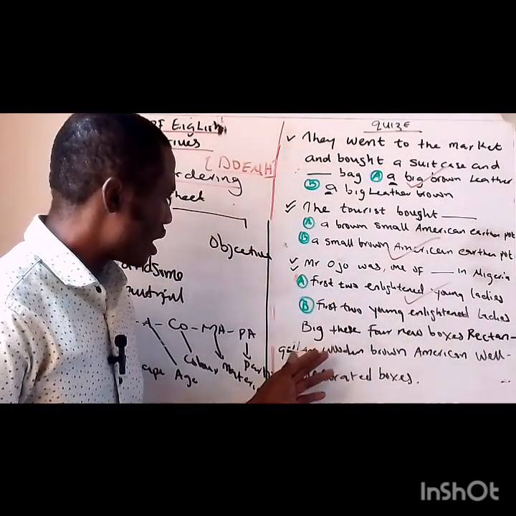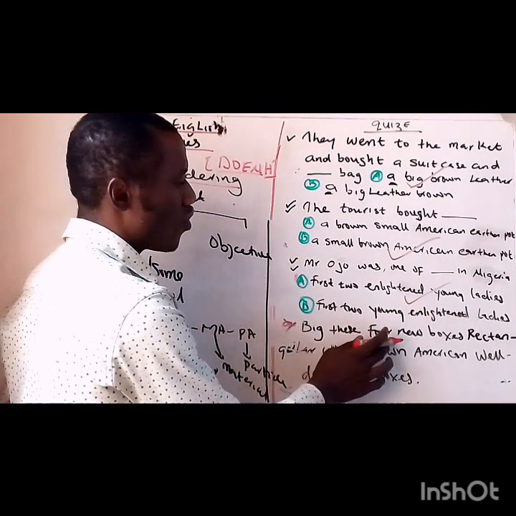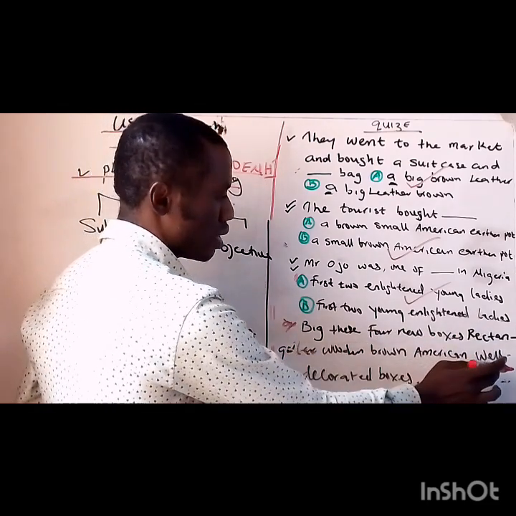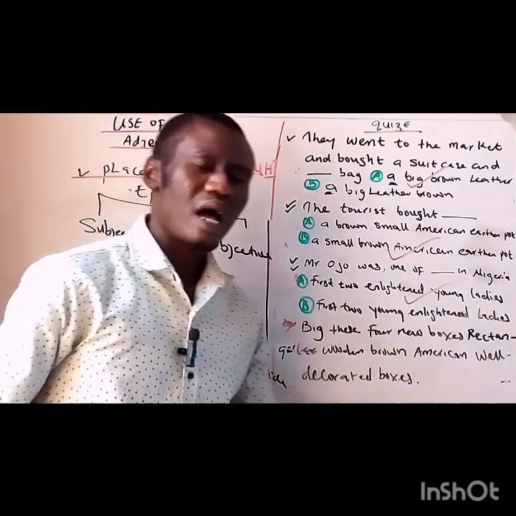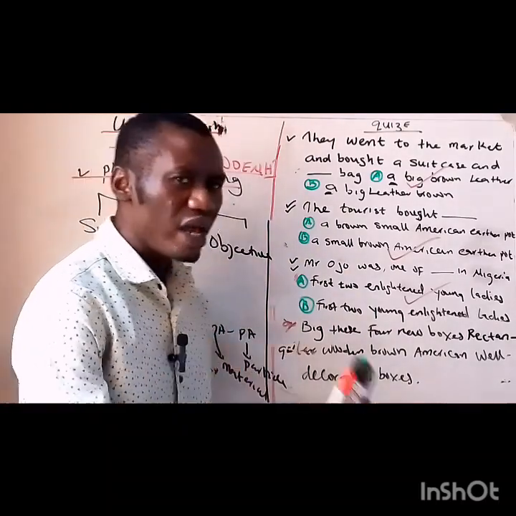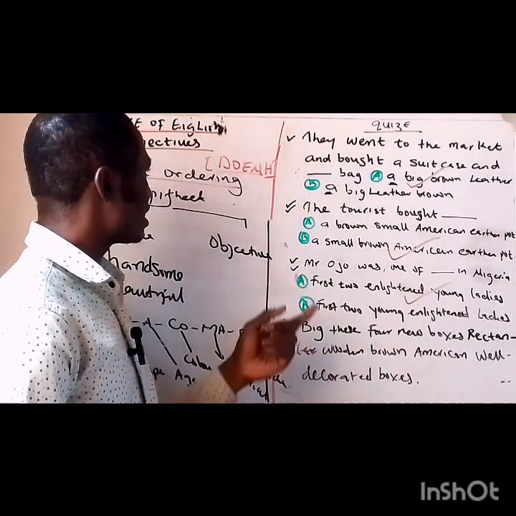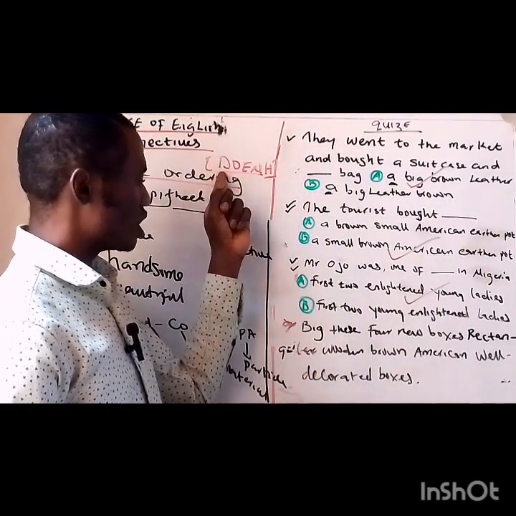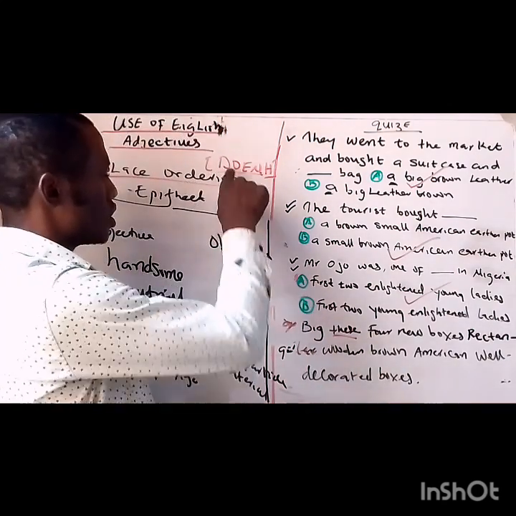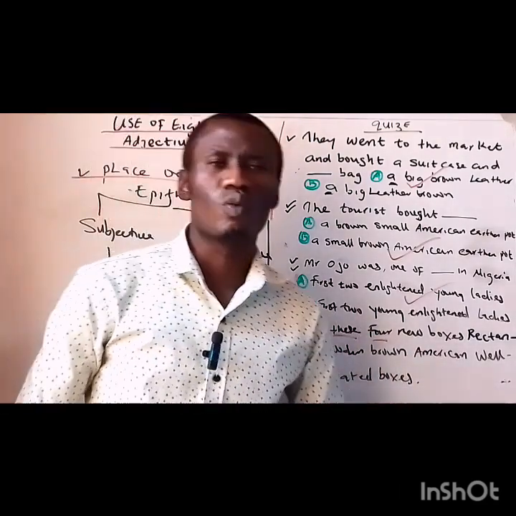Now, if you look at this last one, there's a question for you. Big these 4 new boxes, rectangular, wooden, brown, American, well-decorated boxes. Now, your work in this assignment is to rearrange the adjectives, rearrange the statement in the correct order. Now I'm going to give you a clue. Now, what is the determinant? Where is the determinant here? Determinant, which is D, which is the first one, is this. So this is the determinant. And then the ordinator is the 4. So we have these 4, and make the order arrangement and see what you're going to get.